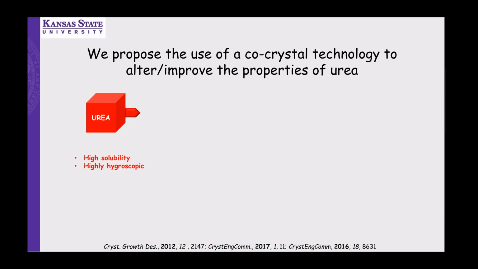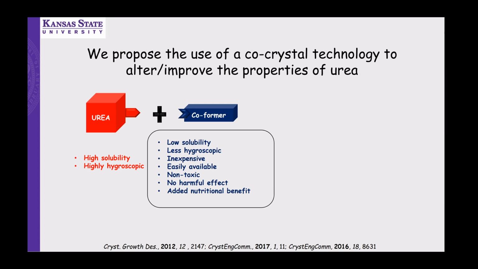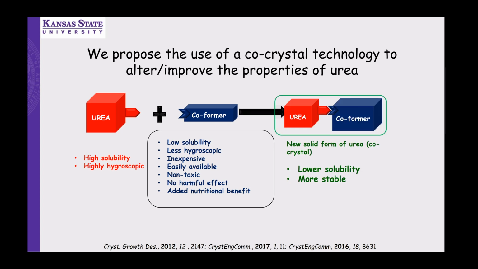And we're simply going to combine urea with a coformer. The coformer in itself is going to have low solubility in water. It is not going to be hygroscopic, it's going to be cheap. It needs to be readily available. Obviously, it needs to be non-toxic, with no harmful side effects. And ideally, if we can add some nutritional benefits to the plant within the coformer, that would obviously be an additional benefit. So we're going to synthesize these two.